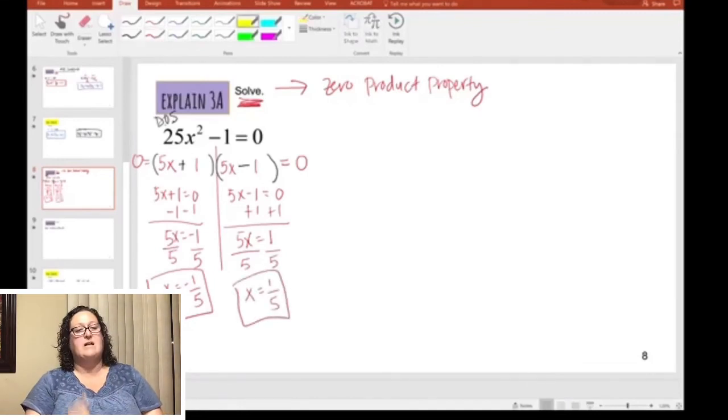And so our two solutions are x equals negative 1/5 and x equals 1/5.